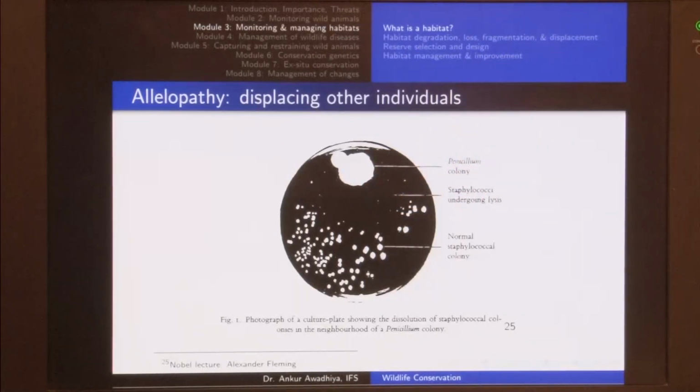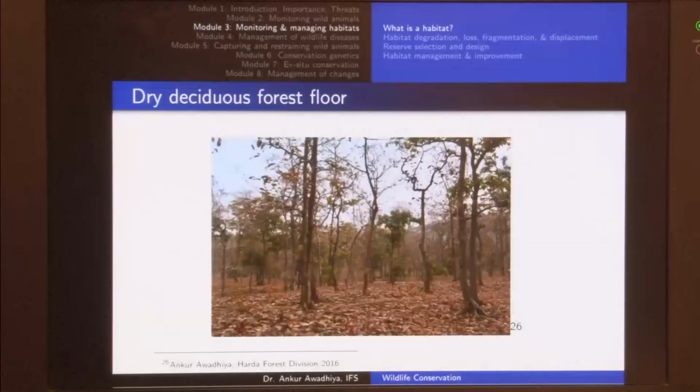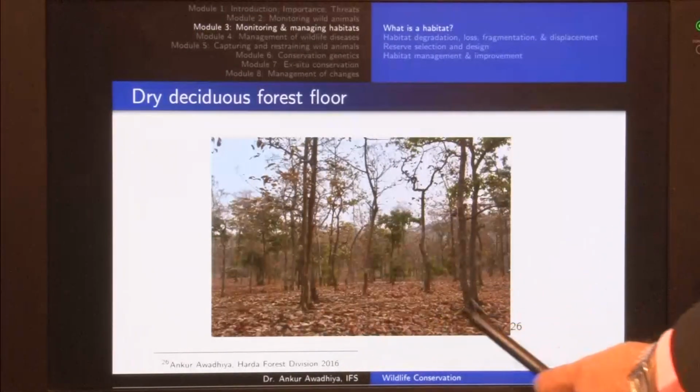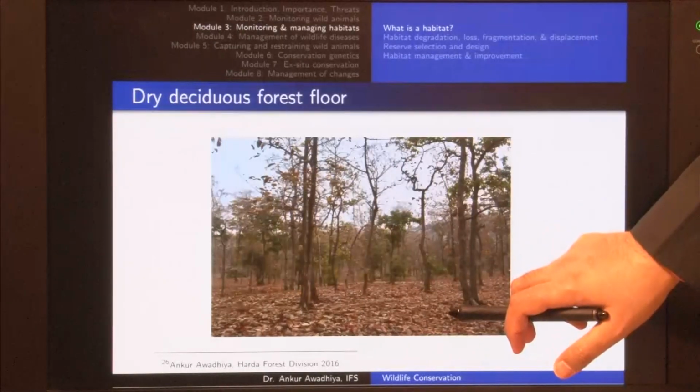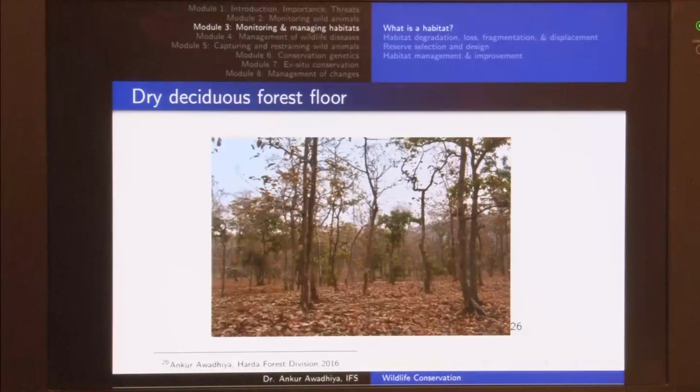Now allelopathy is also observed in a number of our forest habitats. For instance, when we talk about a dry deciduous forest floor, here you can observe that there is hardly any grass growing in the foreground beneath these trees, because in the case of teak trees, their leaves give out some allelopathic factors which do not permit other species, anything other than teak, to grow or survive in these areas. So allelopathy is another factor that governs whether an area would be a suitable habitat for a species or not.